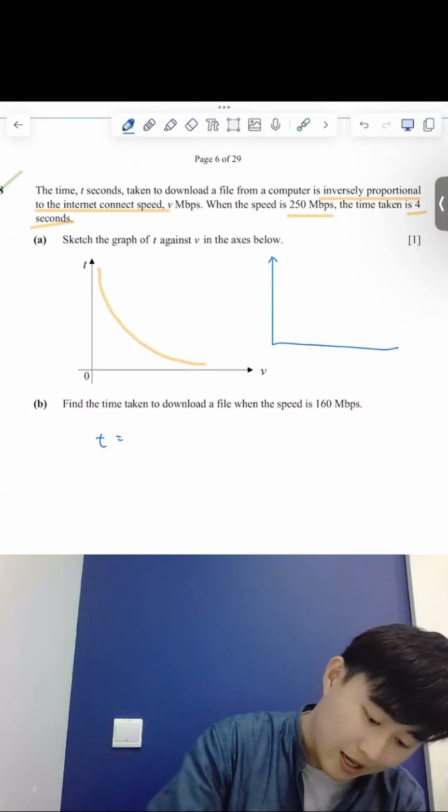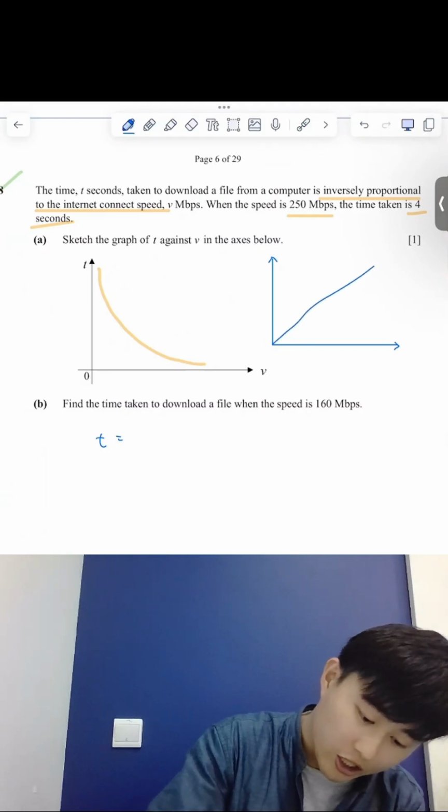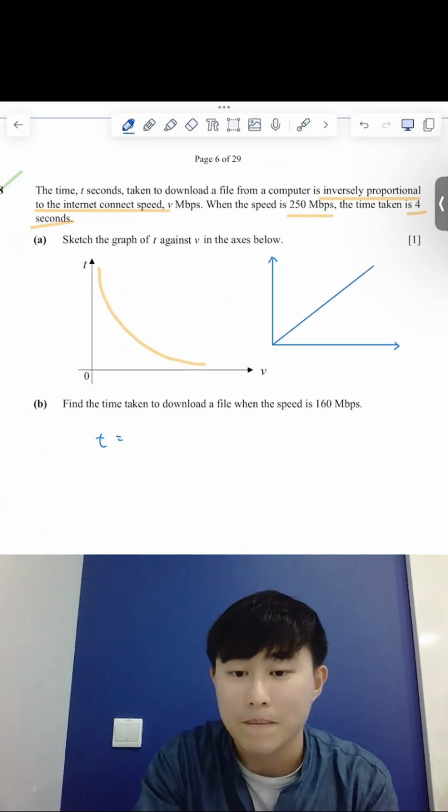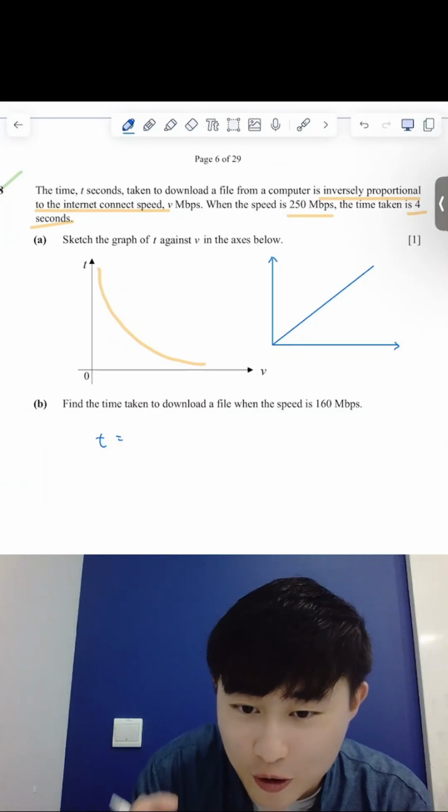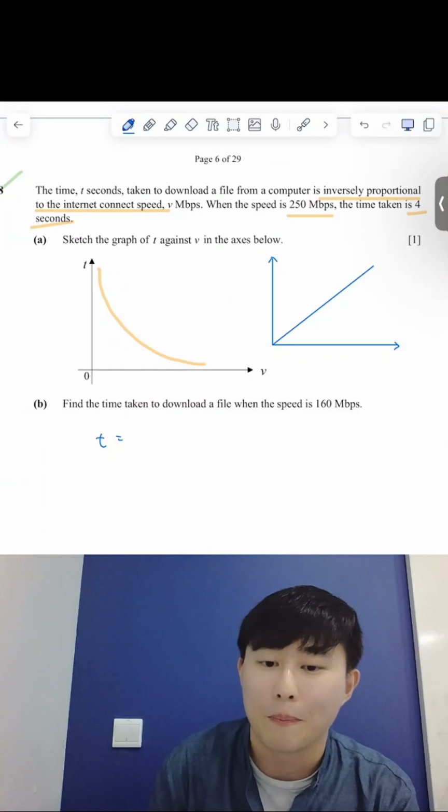So let me draw it up. Direct proportion usually goes from the origin all the way up. Yes, I'm answering Sharice's and Darius' question. It's a straight line up.